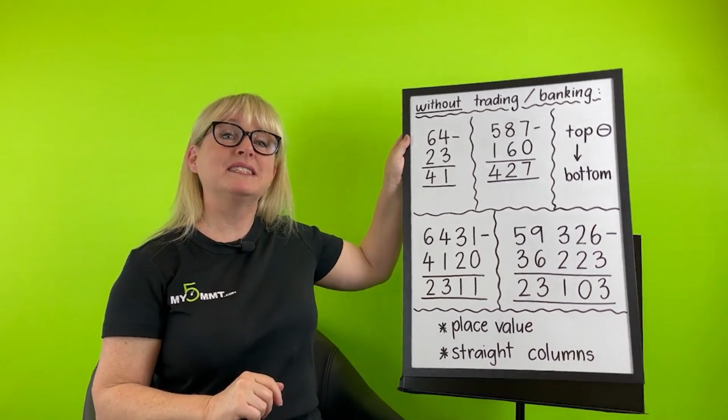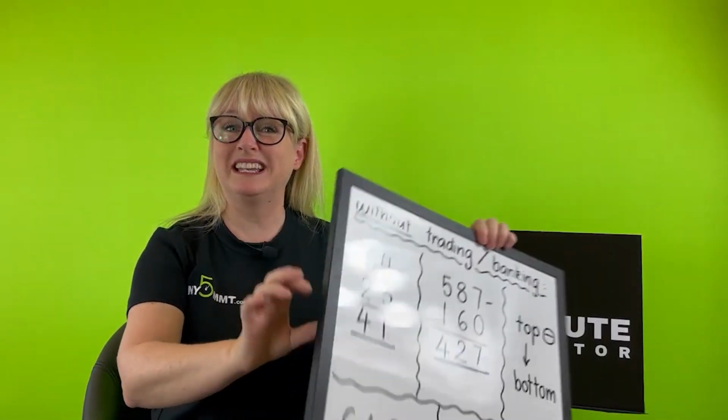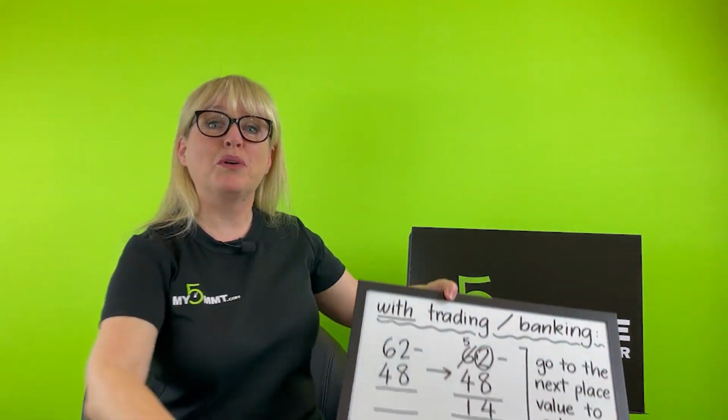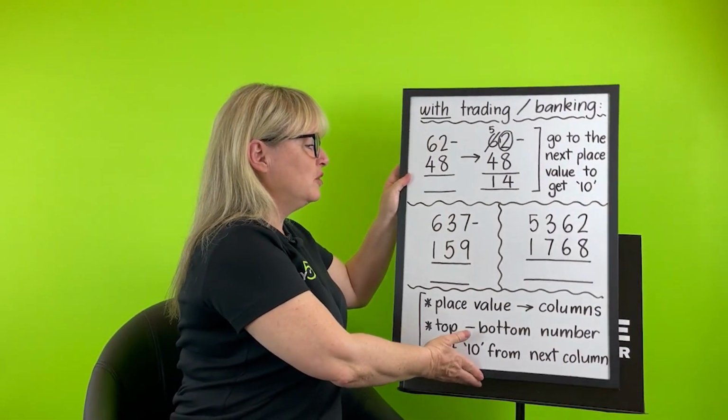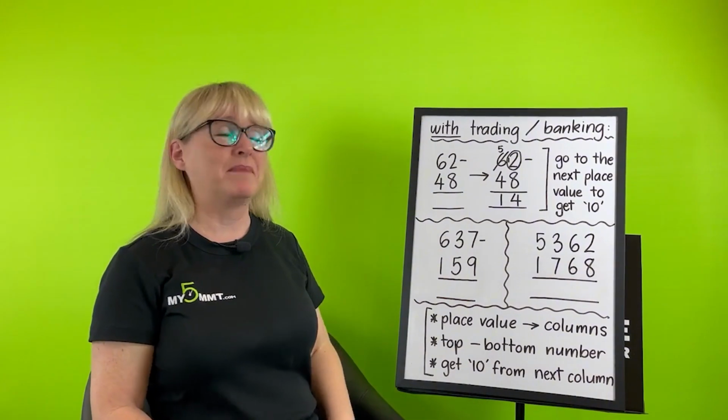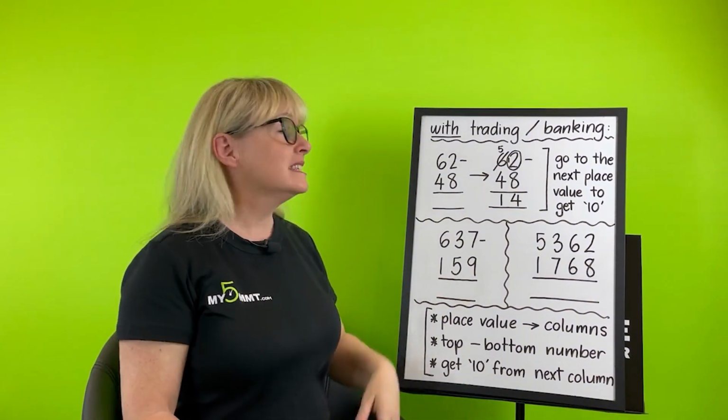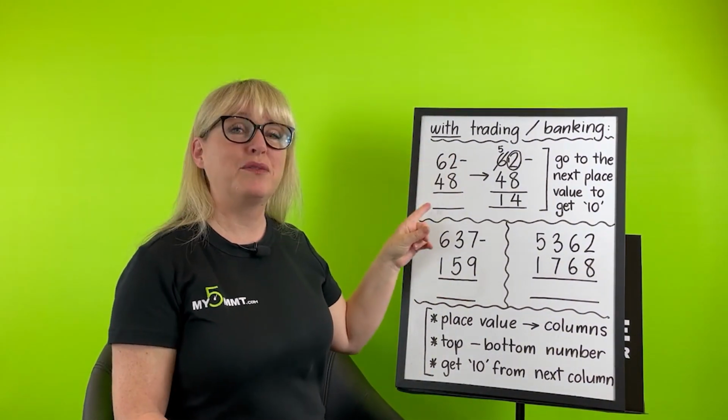Now all of these numbers had a top number that was big enough, so I didn't need trading or banking. But in the next board, what happens when I do need to do trading and banking? How do I do that? Well, let's explore 62 take away 48.